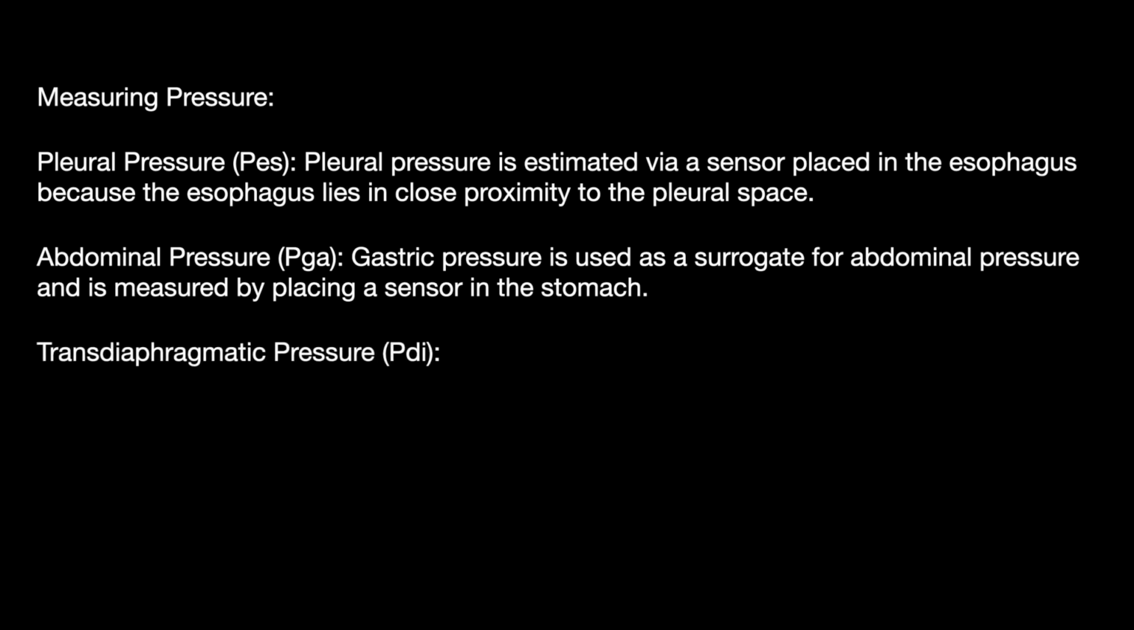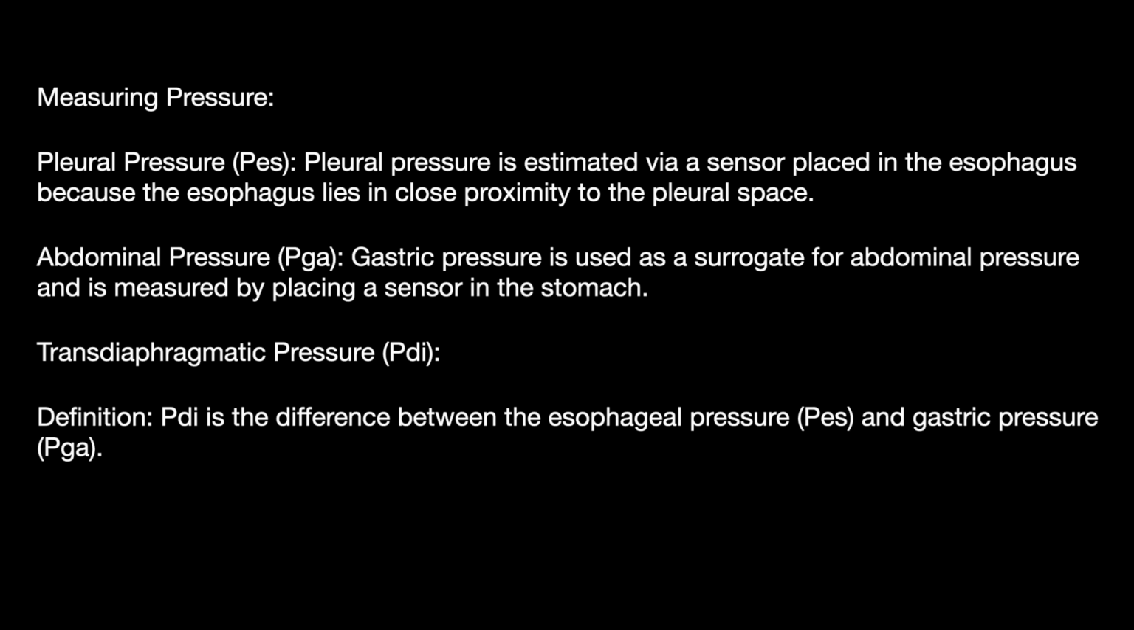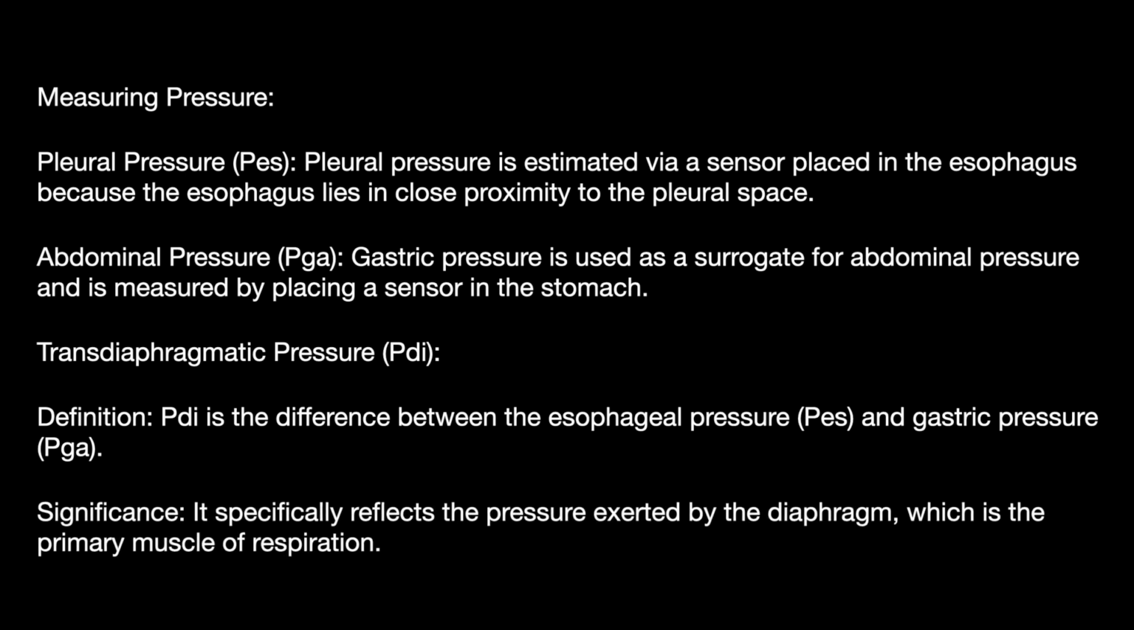So what we have now with these two pressures is what is called the transdiaphragmatic pressure, the PDI. The definition of this is the difference between the esophageal and the gastric pressure. It specifically reflects the pressure exerted by the diaphragm, which is the main muscle of respiration. So mind you, it is not measuring the effort of the other respiratory muscles. It is focusing entirely on the effort of the diaphragm.